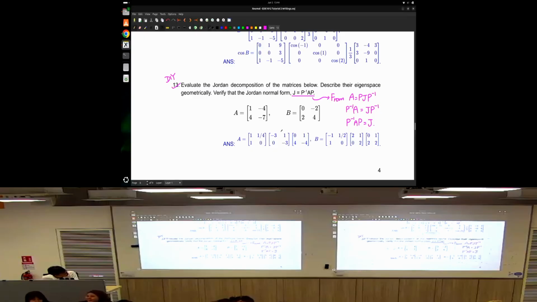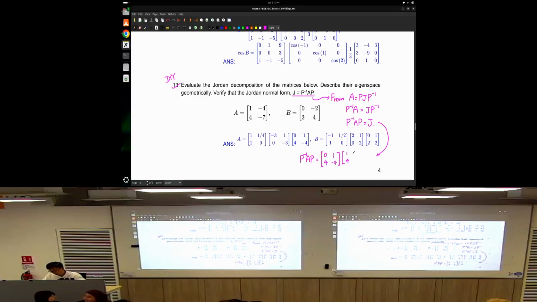You must get this J. Okay? So, for example, let me just show you that. Let's say you should get P inverse AP. So P inverse is this one: 0, 4, 1, minus 4 times the matrix A.